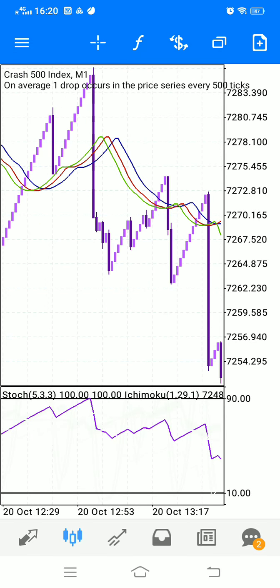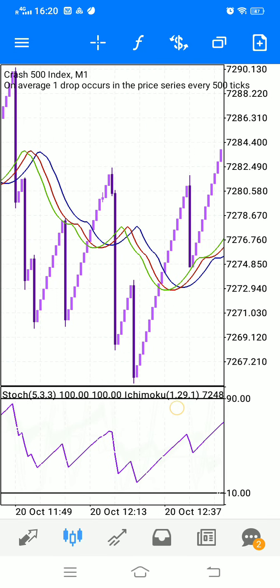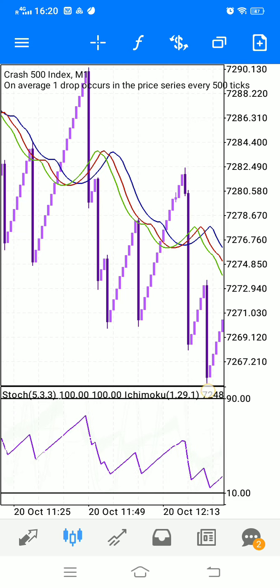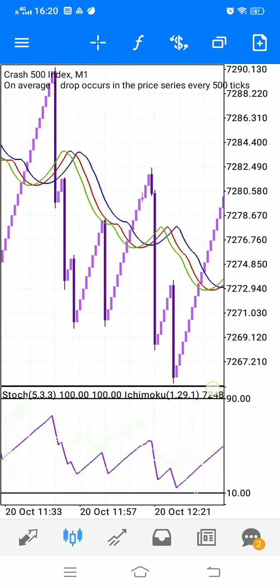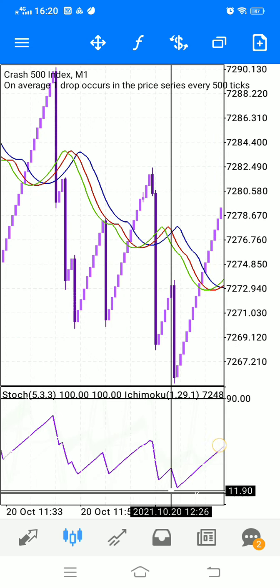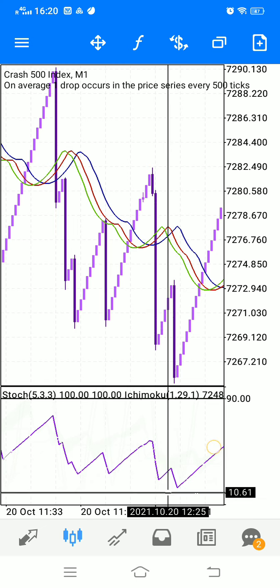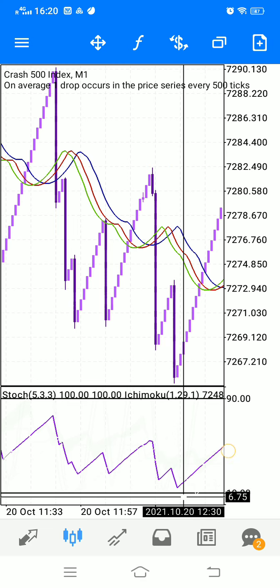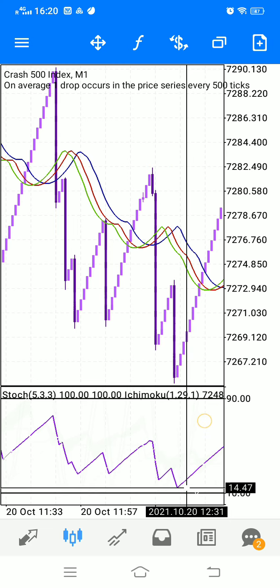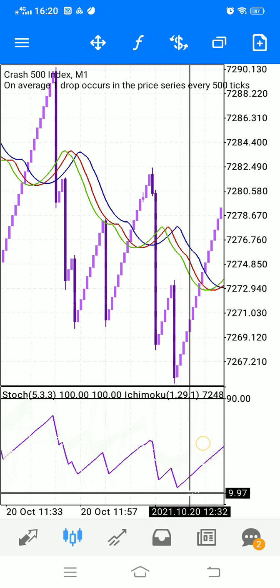Let's just check. Okay, this is not a valid trade, guys. This over here is not a valid trade. We are not touching level 10. So don't risk your account. Wait for those confirmations. We're not touching level 10, so we're not taking that trade.